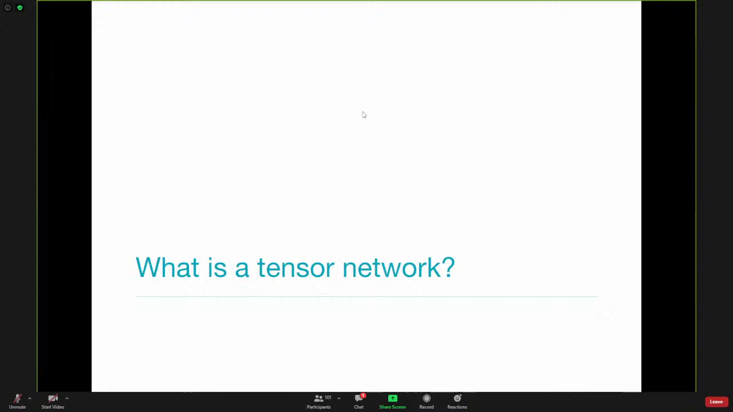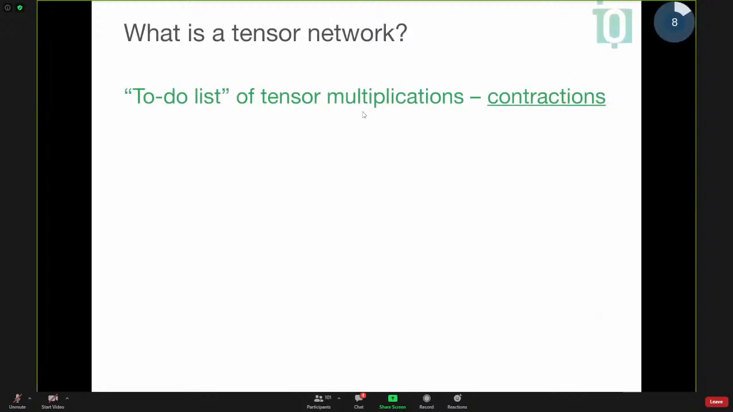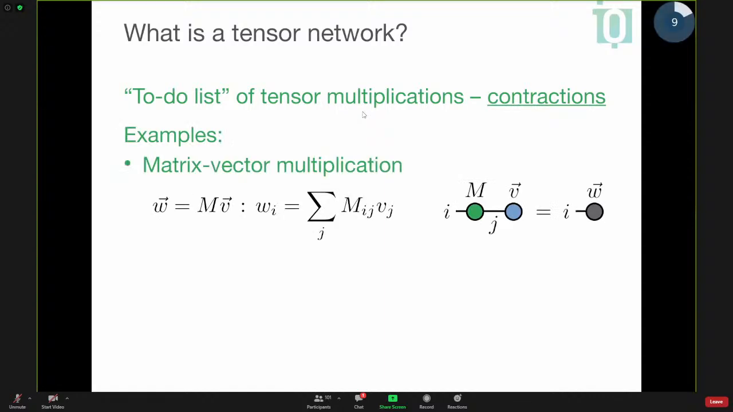What is now a tensor network? A tensor network is like a to-do list of tensor multiplications that people also call contractions. Okay, and the simplest, or perhaps the second simplest example you can imagine is shown here. The matrix vector multiplication can be written as a very simple tensor network. So here I have this vector W, which is the matrix vector product of the matrix M and the vector V. So MV equals W.